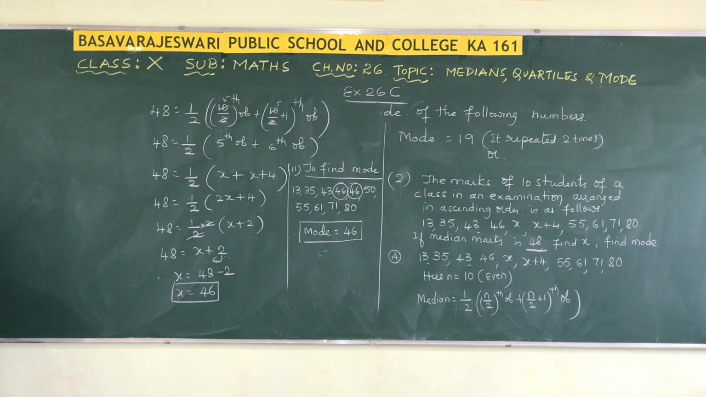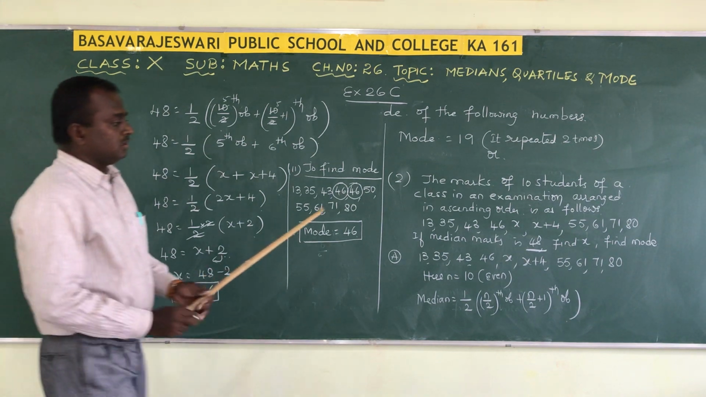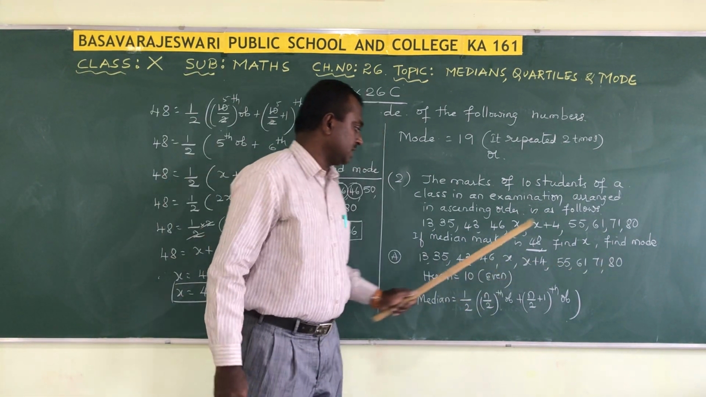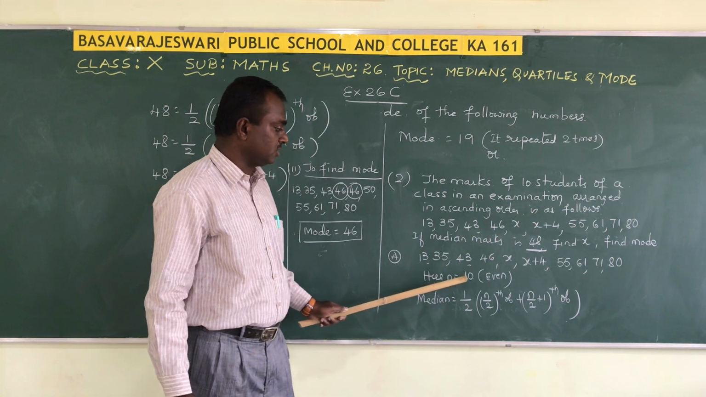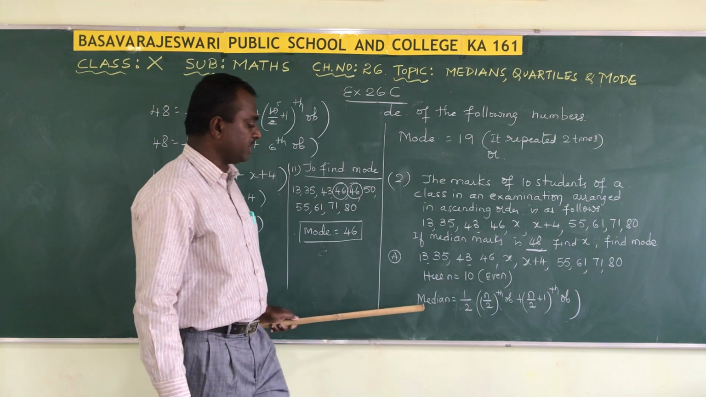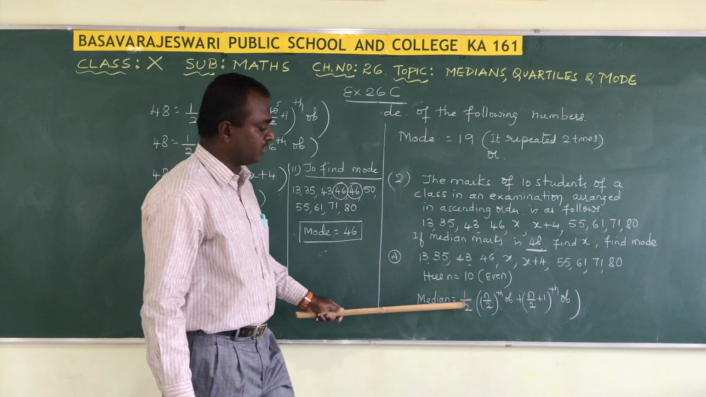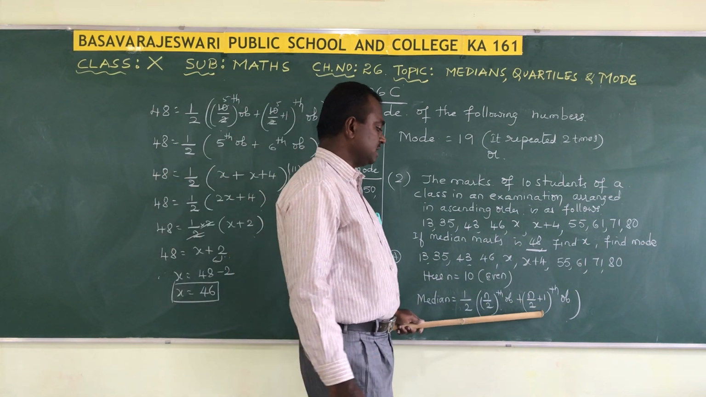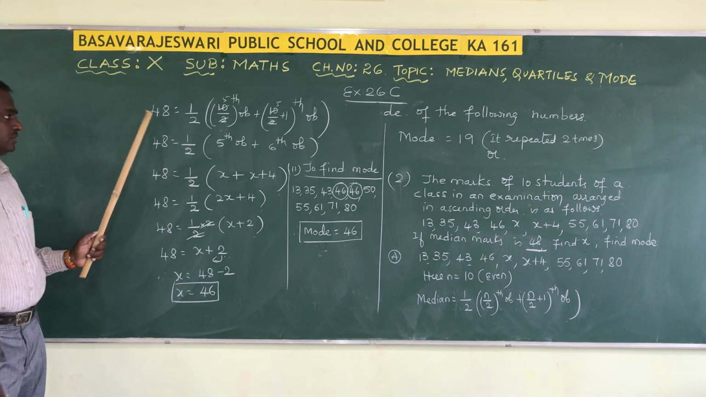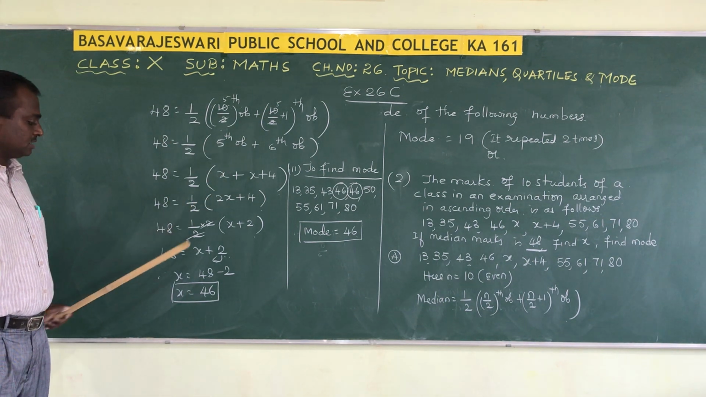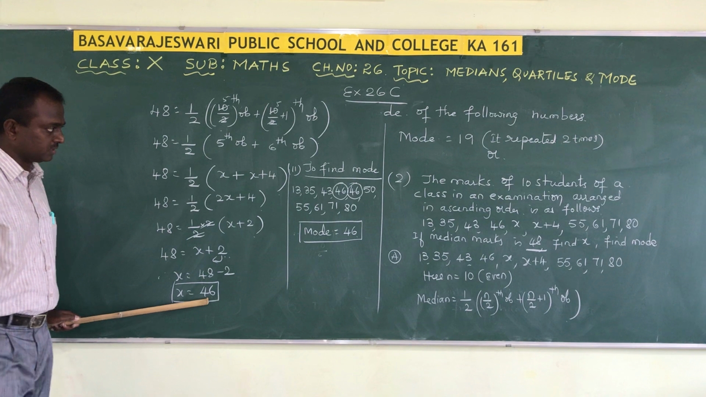So what did we do here? First you have to write the data, because it is already arranged in ascending order. Here n is equal to 10, an even number. Therefore you find the median, which is half of the n by 2th observation plus the n by 2 plus 1th observation. Substitute the values, as the median is also given. Solve for x. We got x equal to 46.